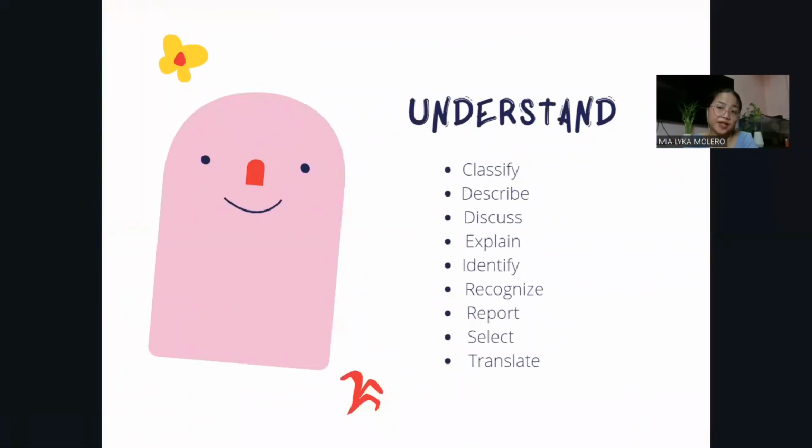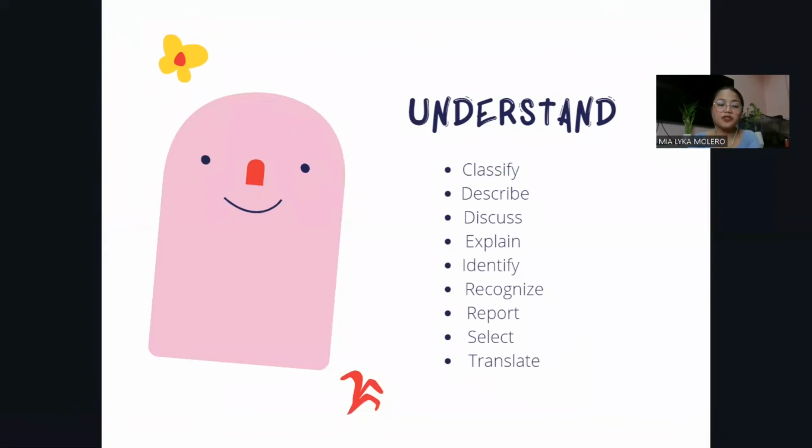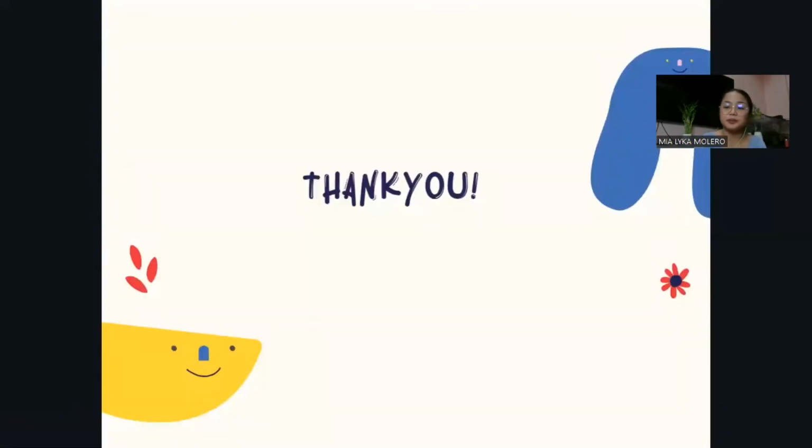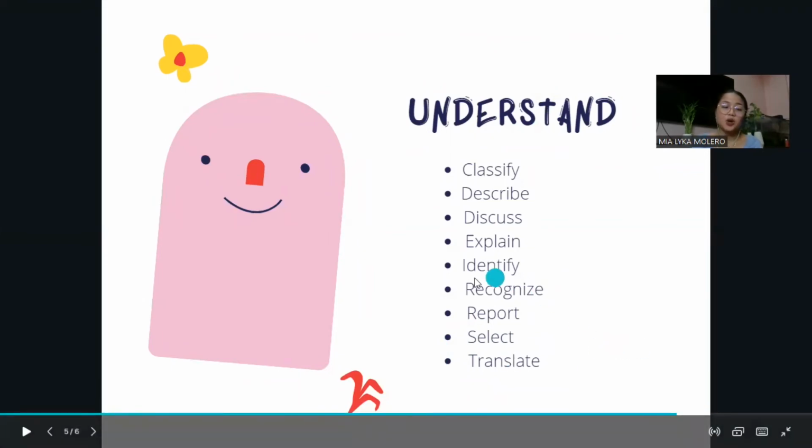The next level that will be discussed is understanding. So it is to demonstrate comprehension by explaining facts. So in this level of cognitive learning, students will be able to understand and make sense of the information that's being discussed to them. So we can use the words classify, describe, discuss, explain, identify, recognize, report, select, and translate.